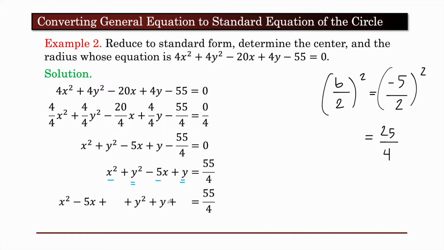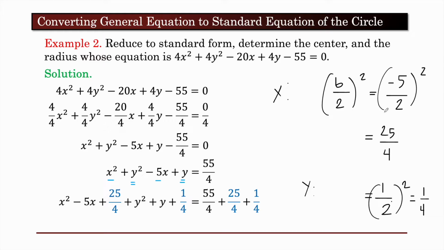And then on the y term, we have 1 as the value of variable b. So this will give us 1 over 2 raised to 2. Okay, this is for the x term and this is for the y term. 1 over 2 raised to 2, that will be 1/4. So let us insert 25 over 4 and 1/4 on the said locations, and then do not forget to insert 25 over 4 and 1/4 to the right hand side, to make it equal pa din.